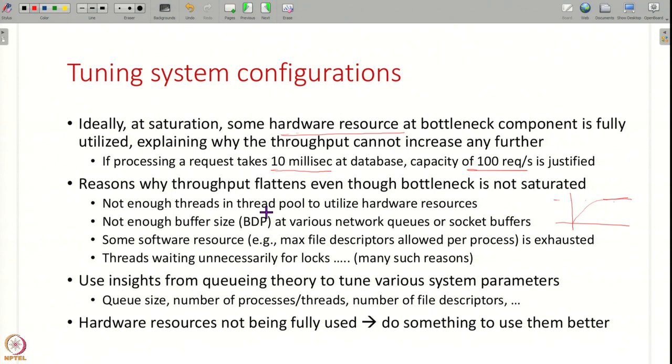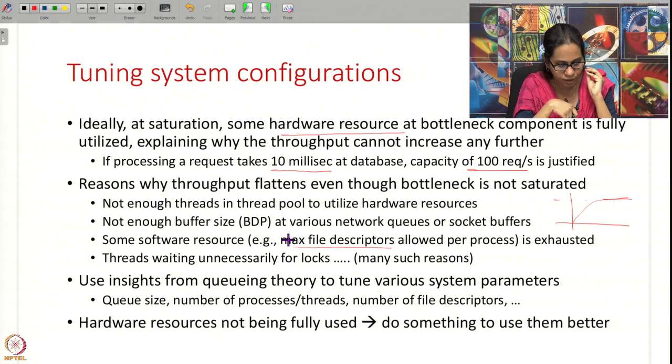You should increase the number of threads. You should increase various buffer sizes. You should increase various queue sizes in accordance with Little's law. We have derived all of these things. So, you should increase all of these system resources such that you are fully utilizing your hardware. Okay? If some software resource like max file descriptors or something else is exhausted, increase that limit. And if threads are waiting for locks, see if you can reduce unnecessary locks. All of these are system level changes, software changes that you can make so that your system performance can improve. So, you should always make these changes first and ensure that the final bottleneck is some hardware resource.